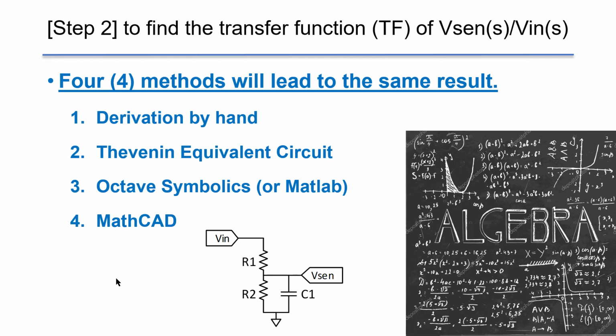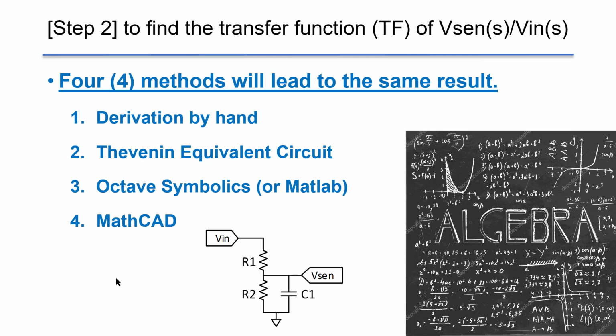Now we need to derive the Laplace transfer function of the low-pass filter, also known as the transfer function of the voltage gain Vsen over Vin. As we said before, we replace every passive component using their impedance in the S domain and use KVL, KCL, or Ohm's law to find the transfer function. It requires some algebra to complete it. Most of the time it's pretty straightforward.